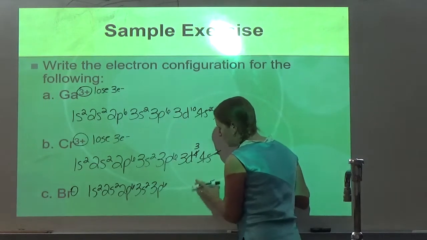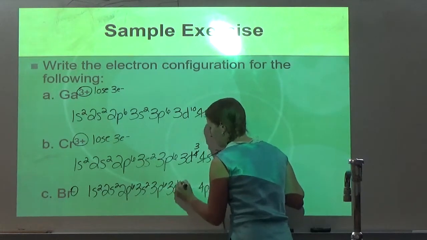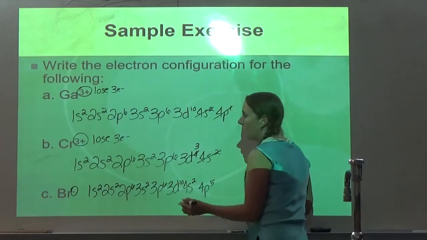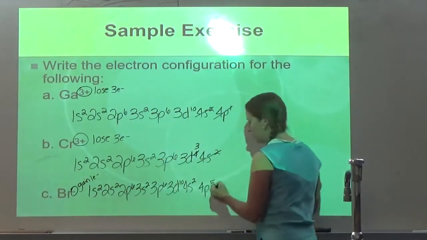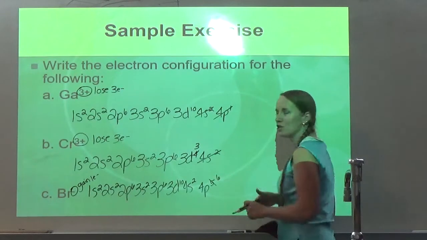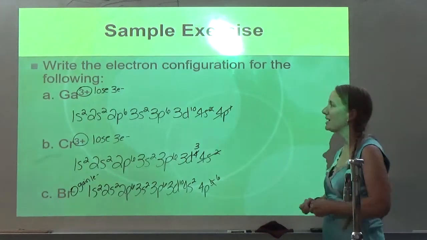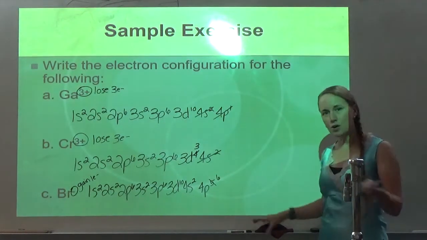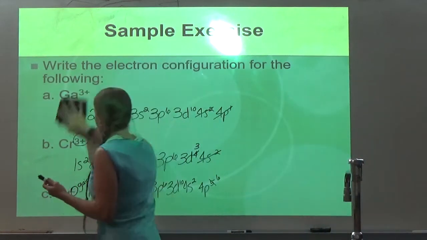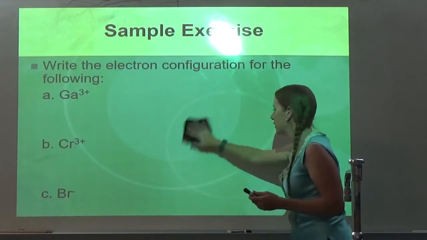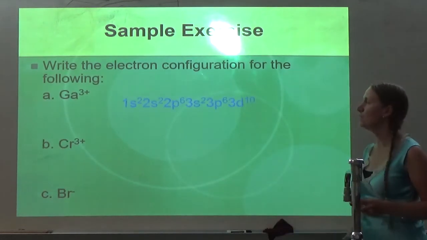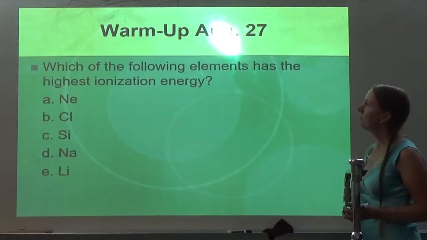So let me put my 3d10 first and my 4s2. All right, so this means it's going to gain 1 electron. So instead of ending at 4p5, it should end at 4p6, just like that. All right, so like I said, hopefully this is all coming back to you from Honors Chem, because we did all this. And remember, electron configuration was y'all's strong area, so hopefully it's coming back pretty easily.